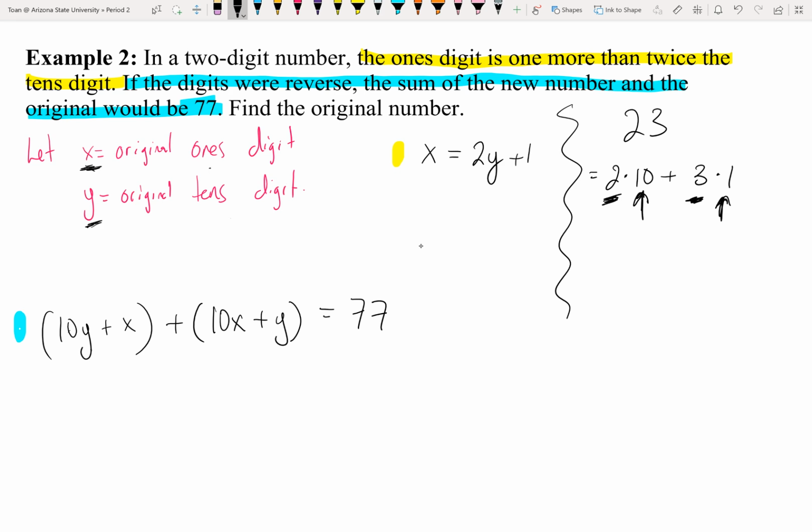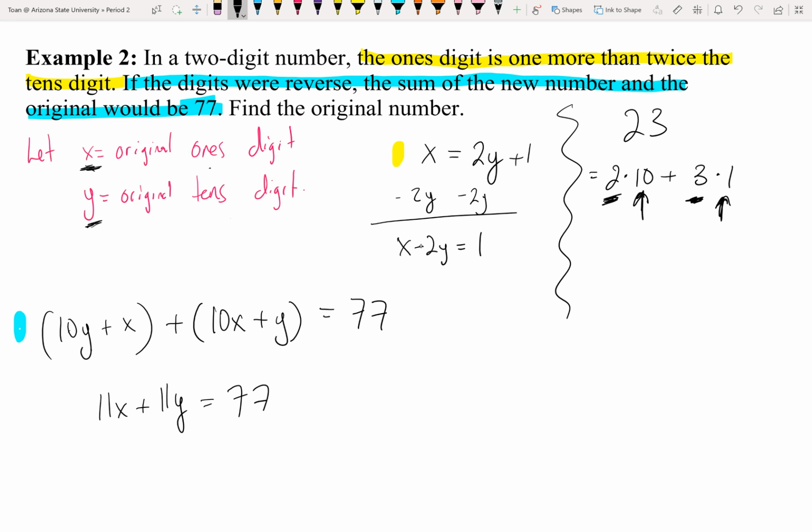Okay. And then all I'm going to do is just rewrite it so it's in a better structure. For the yellow equation, I'm going to subtract the 2y because I like the x's and y's together. So that gives you x minus 2y equals 1. And then for the blue equation, let's just combine like terms. So that's 11x's plus 11y's equals 77.